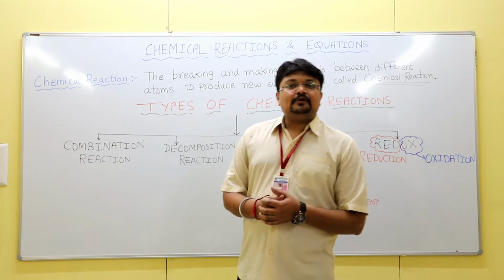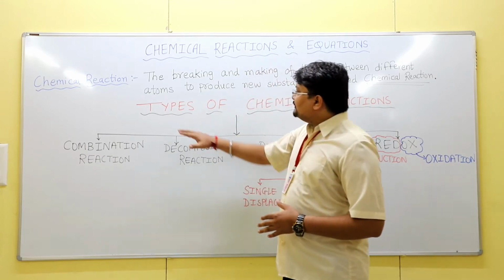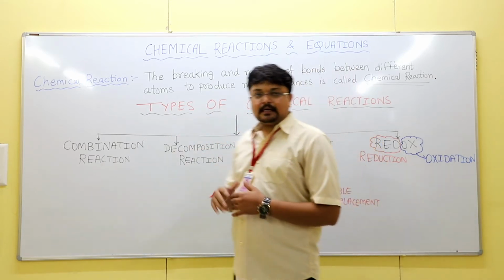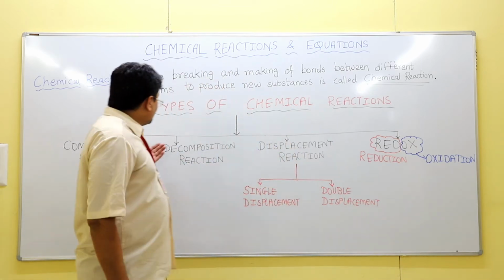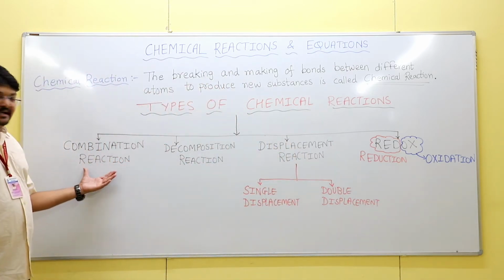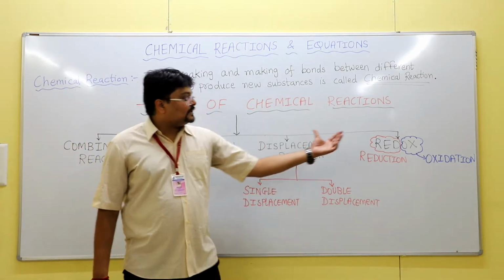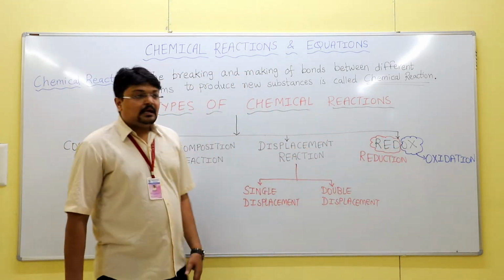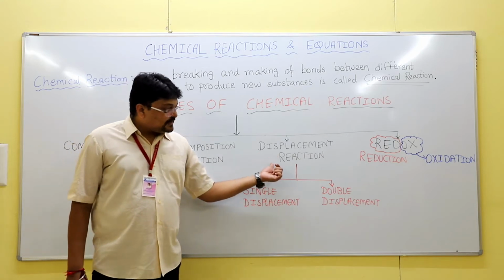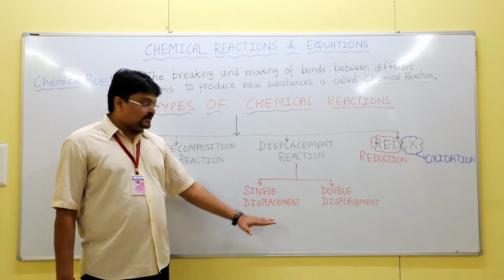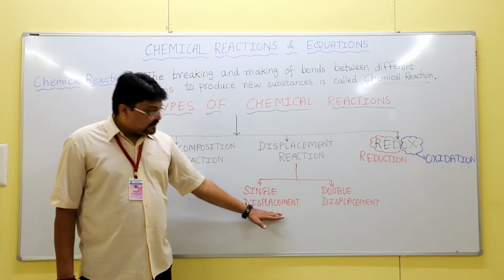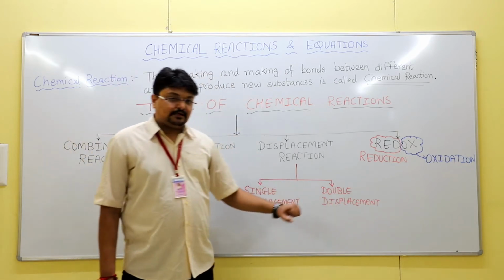Okay, now going on further, students, we are going to discuss types of chemical reactions. There are many different types of reactions: combination reaction, decomposition reaction, displacement reaction, and redox reaction. There are two different types of displacement reaction also, that we are going to discuss inside this video: single displacement and double displacement.